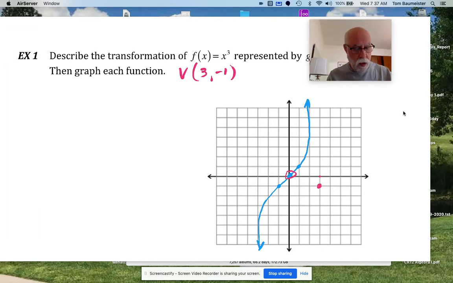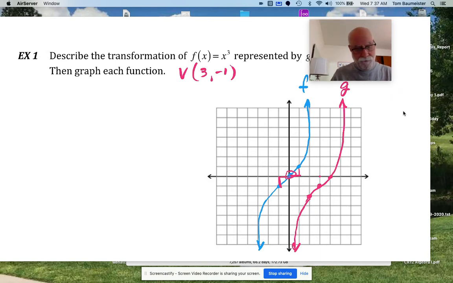On the original, I went 1 over and 1 up, so I'm going to go 1 over and 1 up, and I went 1 over and 1 down, so I'm going to go 1 over and 1 down, and make the same kind of graph. Remember, I told you, you should label them. That one was f, and the one in red is g. So there are 2, and it said to describe the transformation.